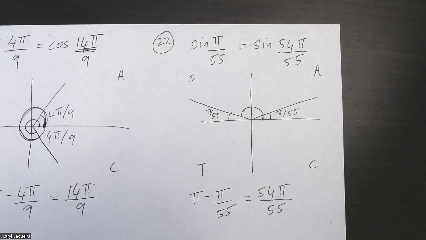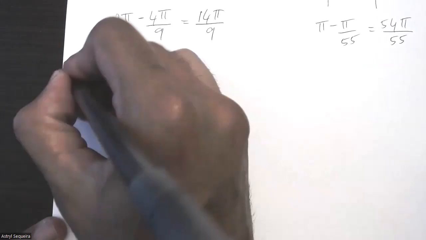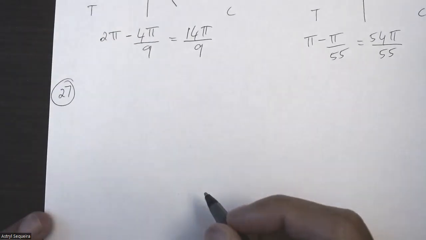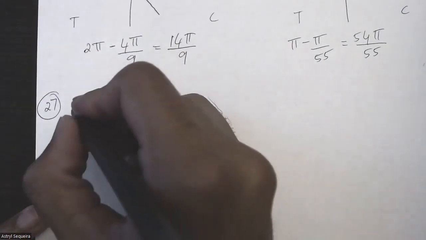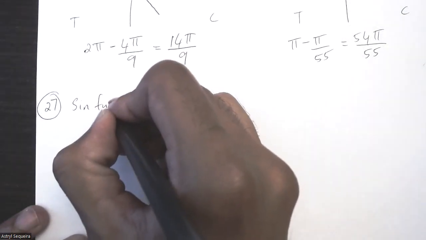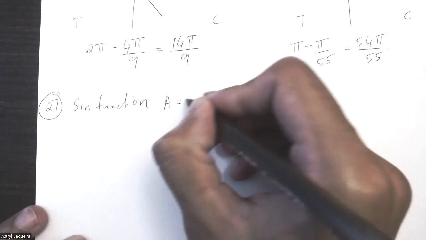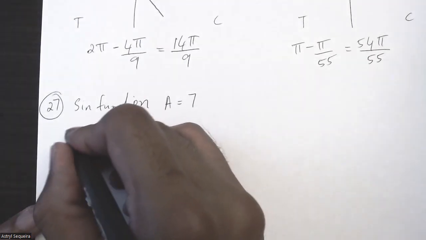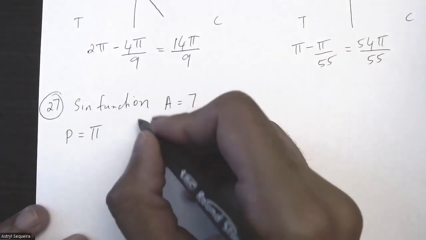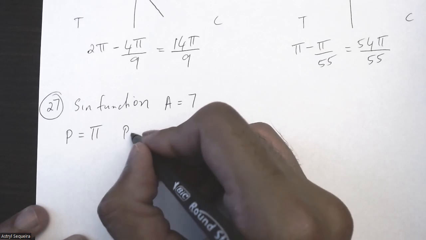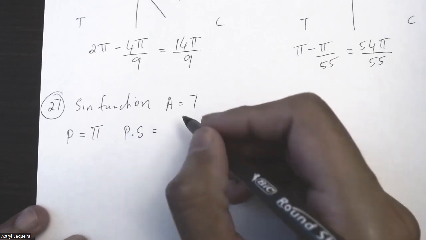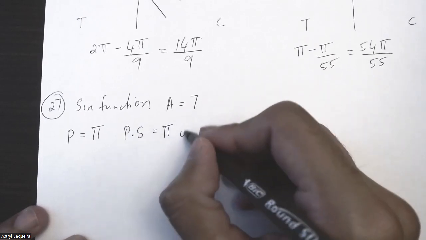That covers this. Next question is going to be question number 27. In question number 27, we're given a sine function. It has an amplitude of 7. The period is pi. Phase shift is pi units right.